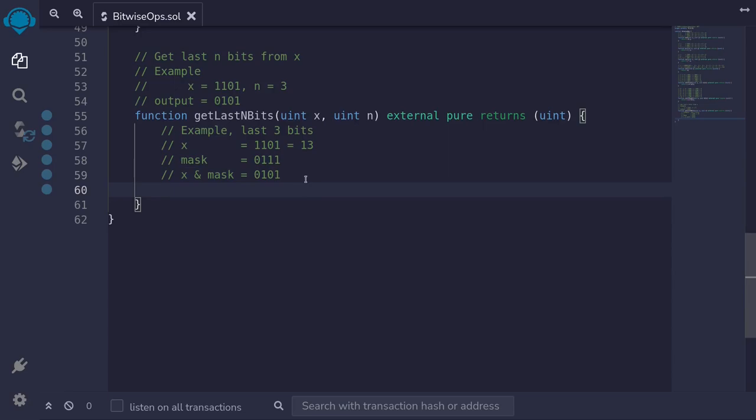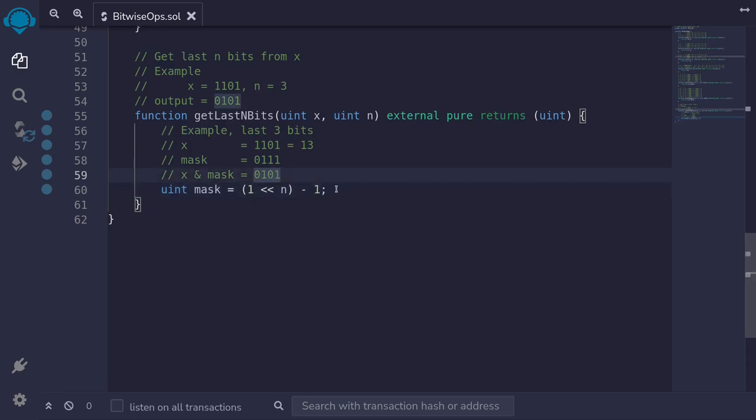Let's write this in Solidity. uint mask is equal to... how will we create a sequence of ones? Well, the trick here is to shift 1 n times and then minus 1. Shift 1 n times and then minus 1. This will create a sequence of ones.